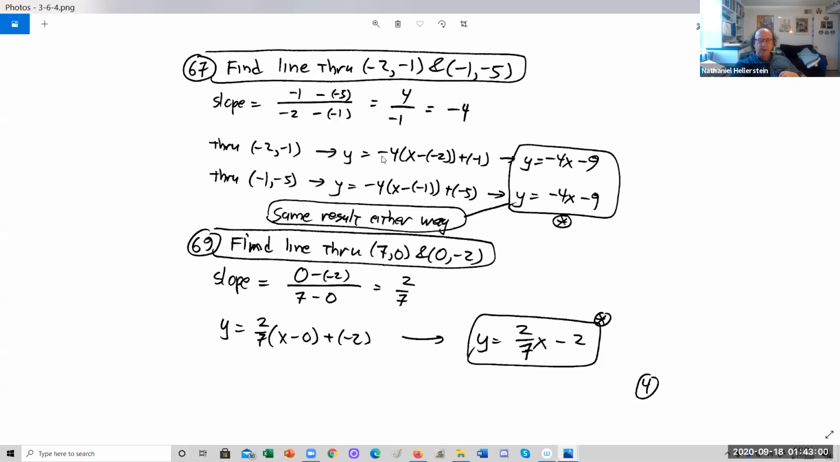Now I have a slope of negative 4 here, but it's through (-1, -5). You get y equals negative 4 times (x minus negative 1) plus a negative 5. And if you work that out, you also get y equals negative 4x minus 9. So it's the same result either way.